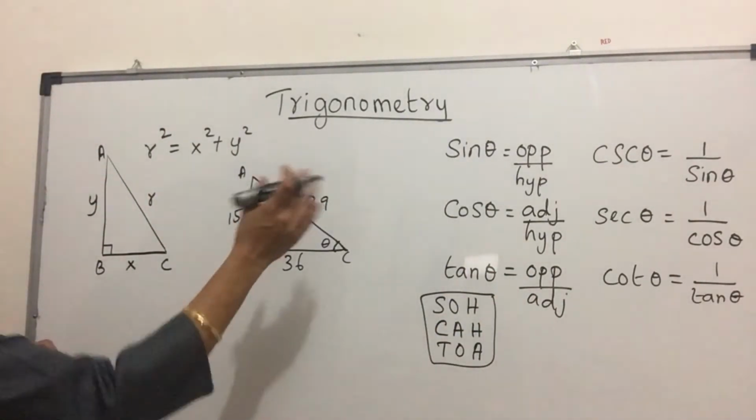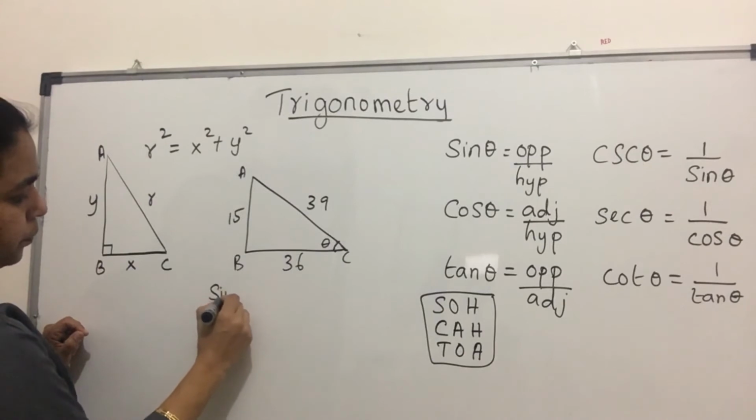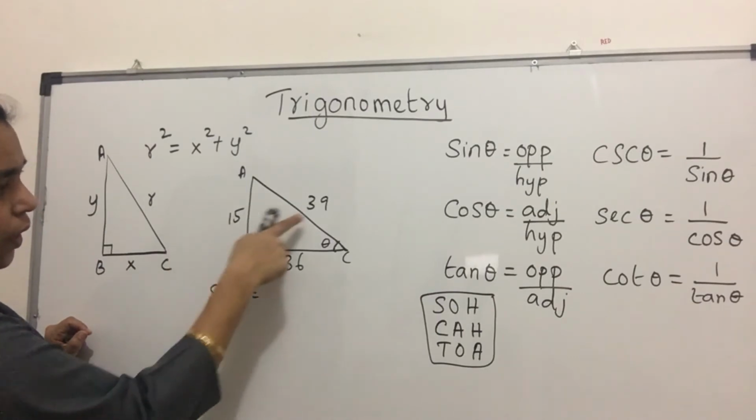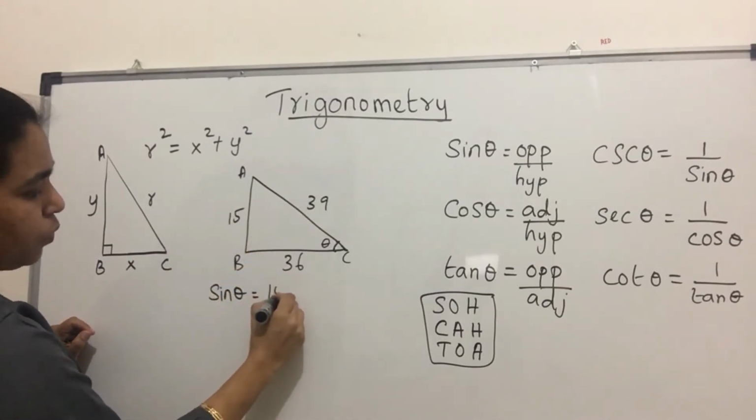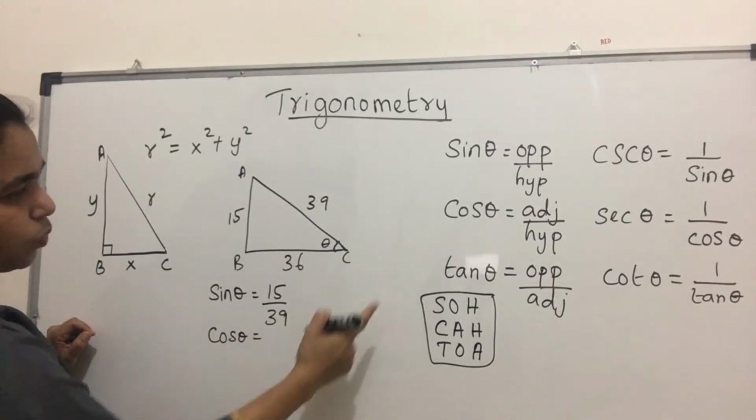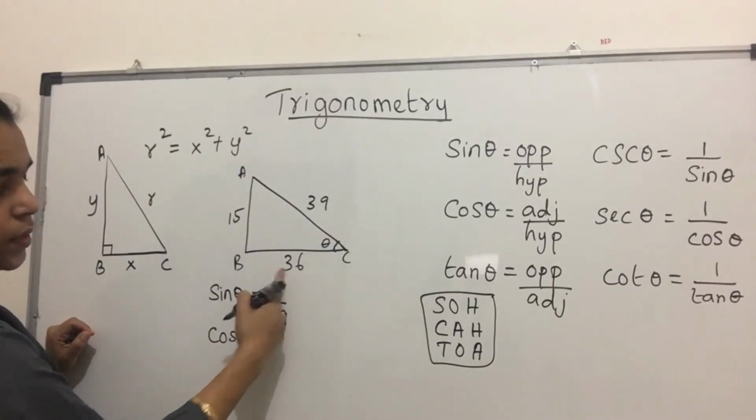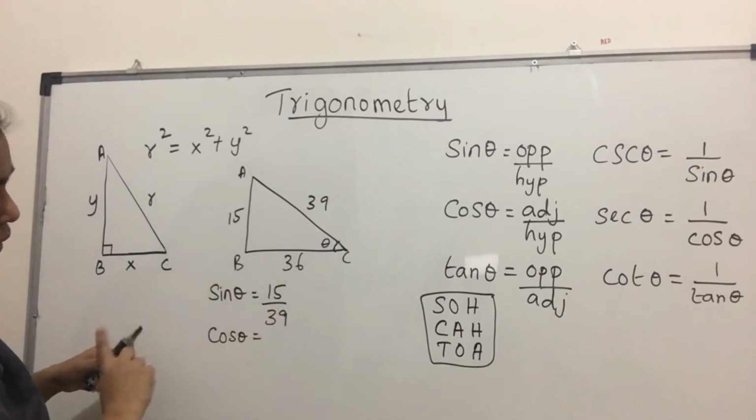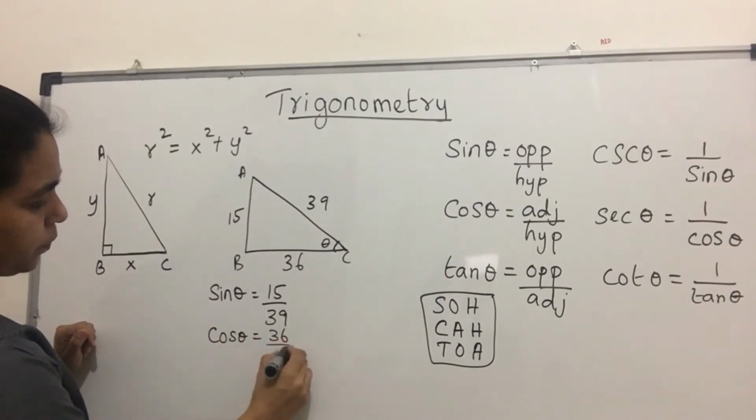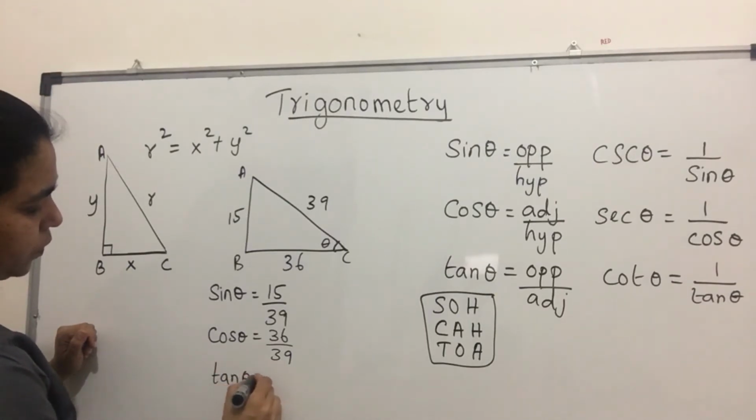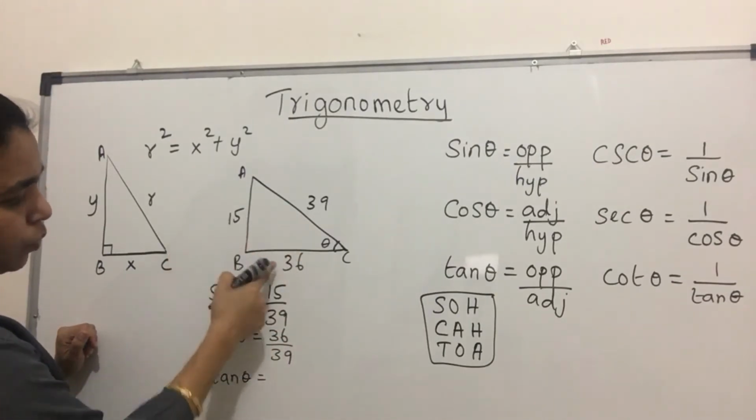First of all, you can find sine theta. Sine theta equals opposite over hypotenuse. The opposite side is 15 and the hypotenuse is 39, so 15 over 39. And cos theta is the adjacent side over hypotenuse. The adjacent side is 36; adjacent is just beside the angle. So 36 over 39. And tan theta equals opposite over adjacent, so 15 over 36.